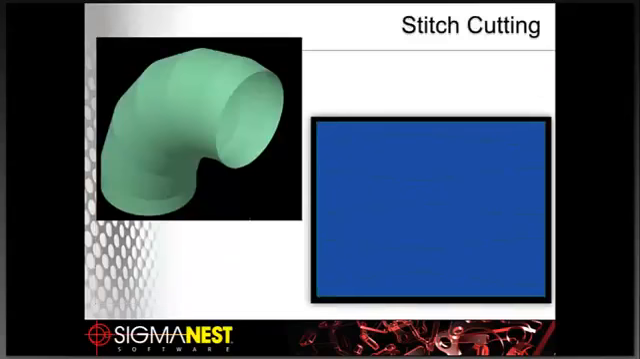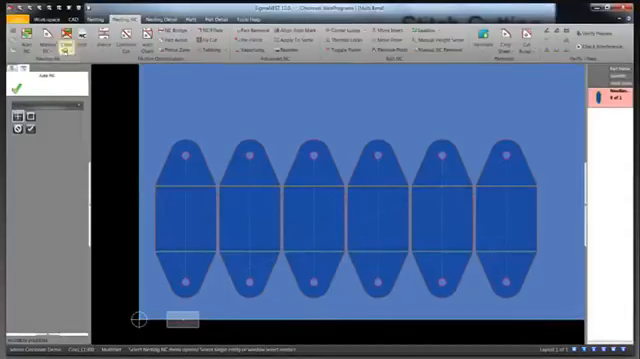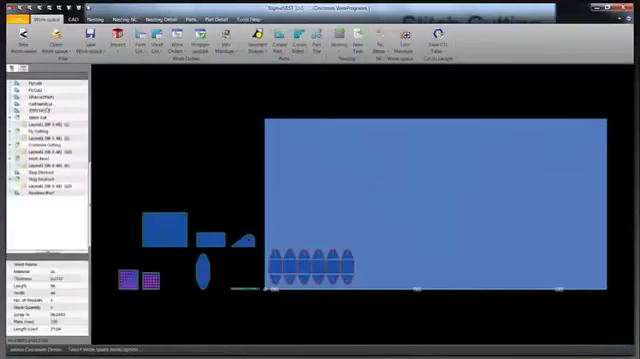The next item that we're going to talk about is stitch cutting. This is a very interesting form of cutting. If you're doing HVAC work and you have this gored elbow, SigmaNEST has a product called Develop that will actually let you define this product and flatten it out onto a sheet, yielding the image that you see here on the right. And you can also see the lines kind of going through this part. You'll see it better here when we pull up the workspace.